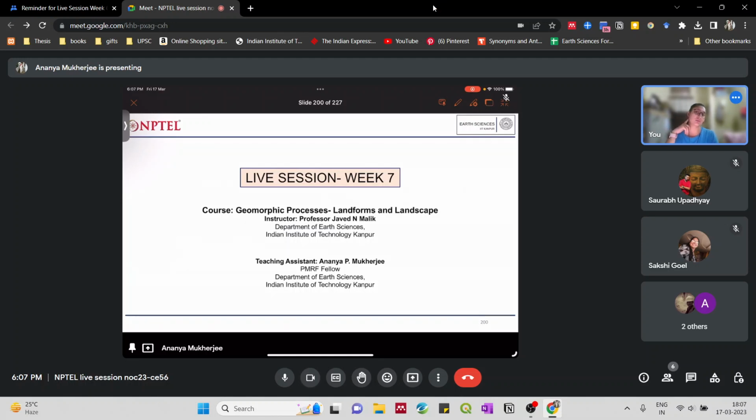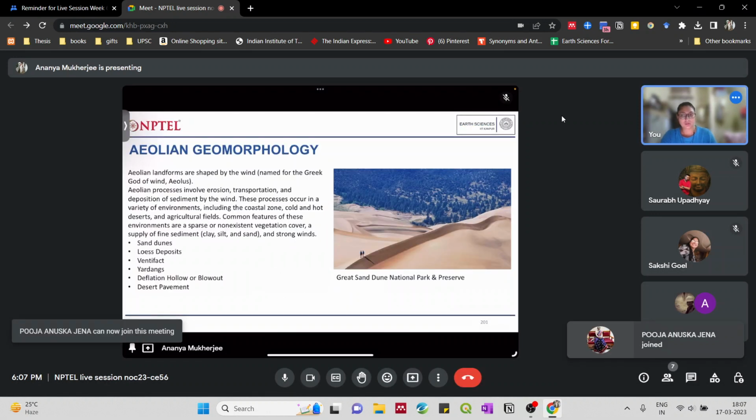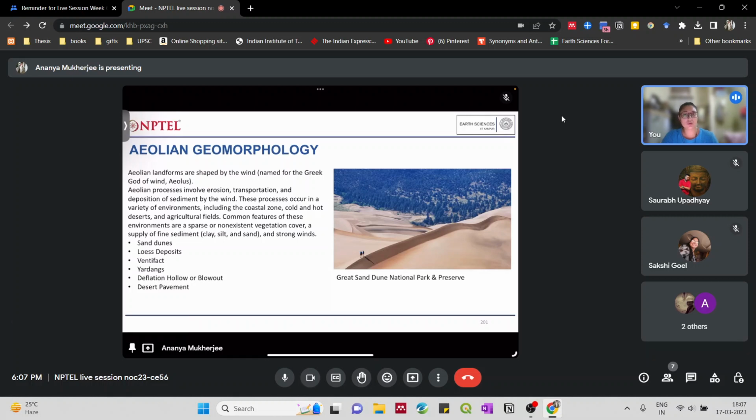So today we will be dealing with aeolian landforms, or geomorphological features that are created by the action of wind. What is aeolian geomorphology? It is the study of geomorphic landforms which are formed by the action of erosion, transportation, and deposition that is done by wind blowing over the Earth's surface.